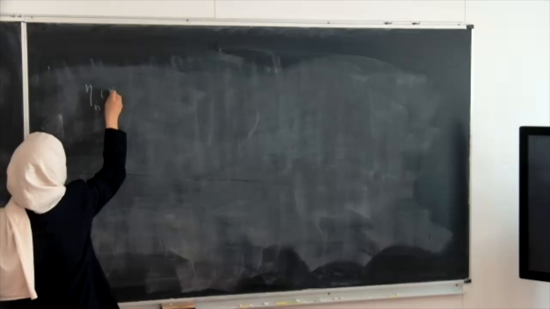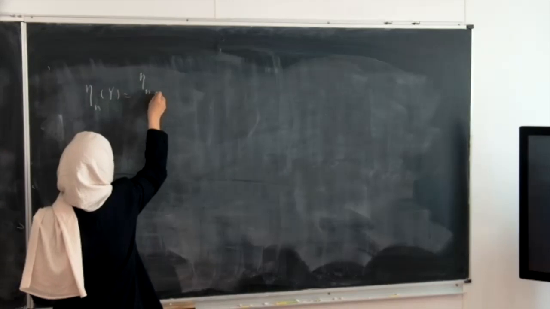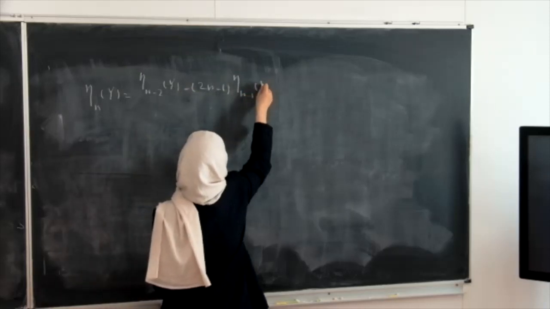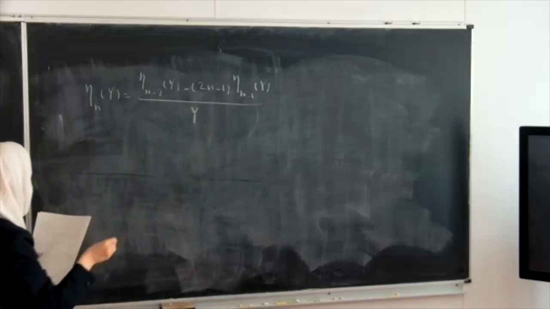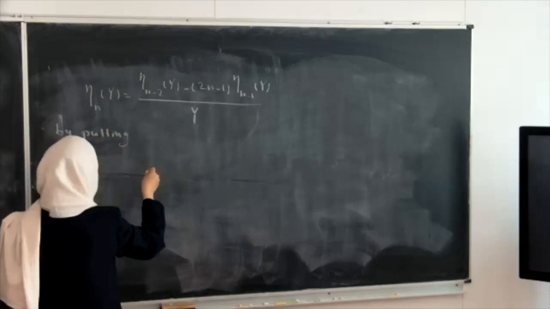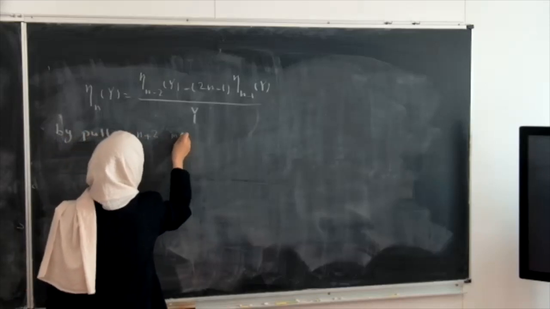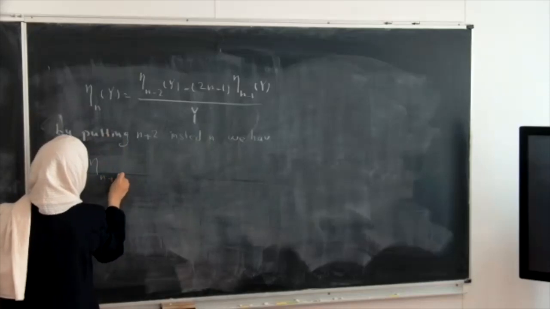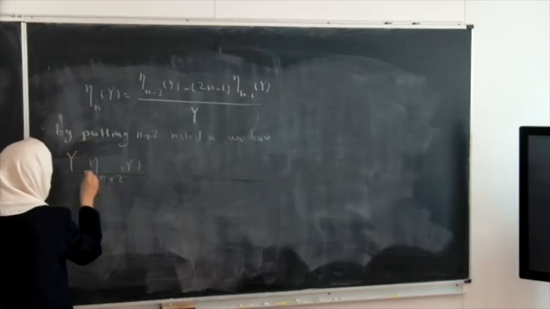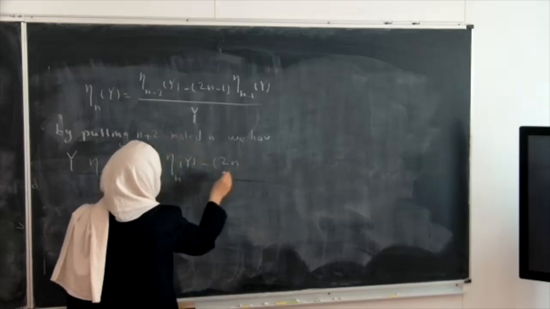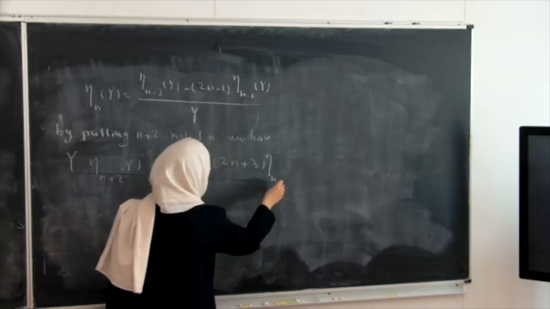Okay. From the definition of the eta function, we have eta n of y equals eta n minus 2 of y minus (2n minus 1) divided by y. Here, by putting n plus 2 instead, we have eta n plus 2 of y times y equals eta n of y minus (2n plus 3) eta n plus 1 of y.